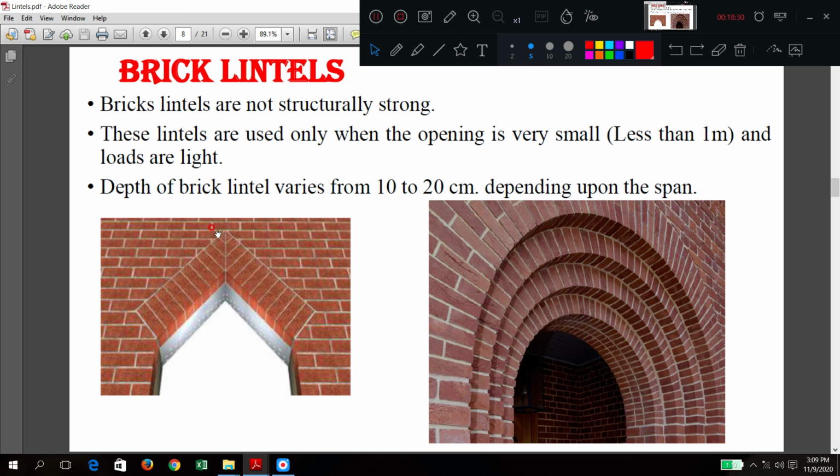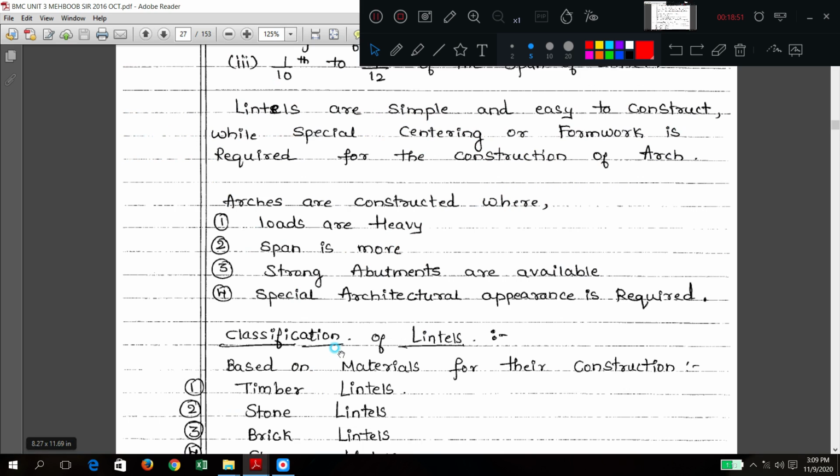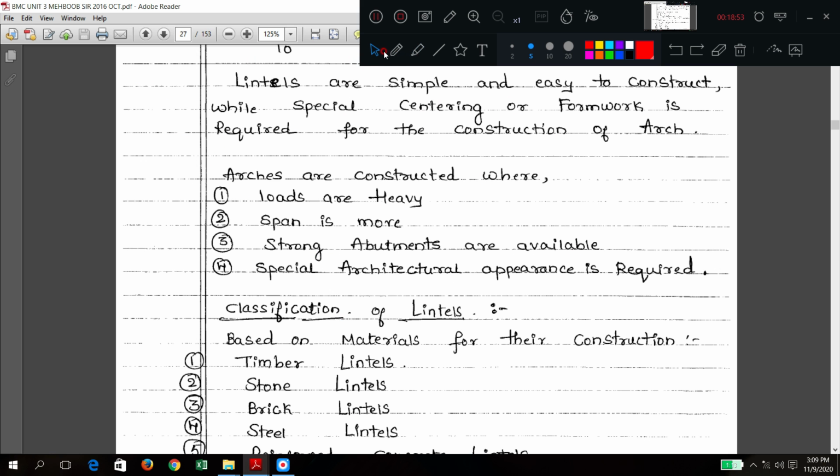Apart from that, these arches will carry more load than lintel. That is one more thing. They can be used for larger spans and also for heavier loads. And obviously there is a better architectural appearance. So in those cases we can use them. Apart from that, wherever abutments are strong, you can obviously go for arches. That is the point here.